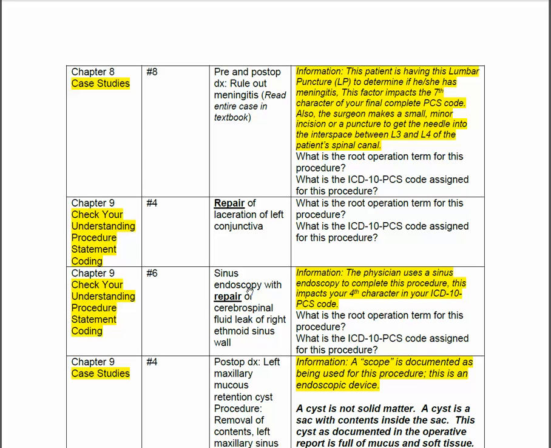And this factor of using this endoscope is your surgical approach. So that impacts your code assignment, obviously, your character value selection. And again, when you come to the course submission area, you're going to be asked for the root operation, which is the intention or objective, and the ICD-10-PCS code.